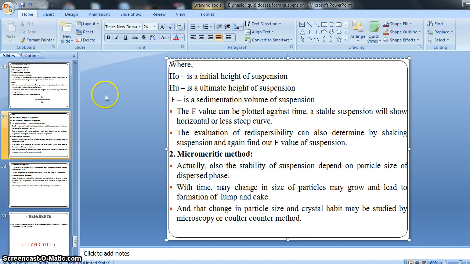ठीक है, देन द एफ वैल्यू कैन बी प्लॉटेड अगेंस्ट टाइम. अ स्टेबल सस्पेंशन विल शो horizontal or less steep curve, right? After getting the f value, that is the sedimentation value, we need to carry out this sedimentation process 4 to 5 times with the same suspension, right? After that, we will get one specific f value for the first study.